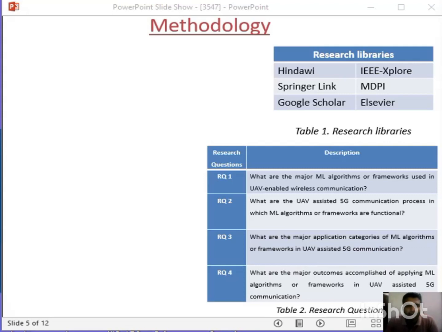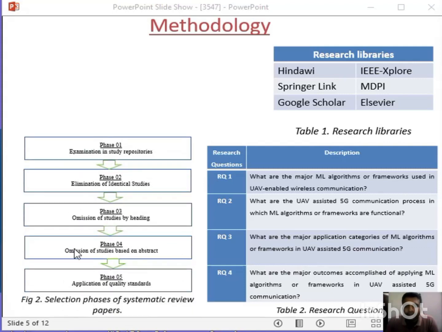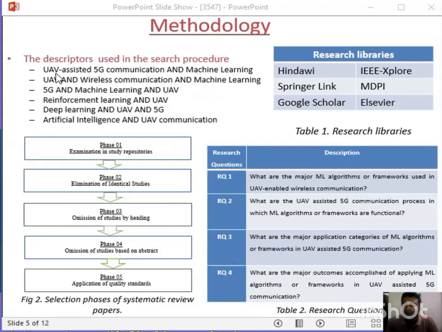The article assortment process was divided according to the phases stated in figure 2, which includes examination in study repositories, elimination of identical studies, omission of studies by heading, omission of studies based on abstract, and application of quality standards. In the search procedure, the descriptors used in the sources to generate the exploration thread are as follows: UAV assisted 5G communication and machine learning, UAV and wireless communication and machine learning, 5G and machine learning and UAV, reinforcement learning and UAV, deep learning and UAV, and 5G, artificial intelligence and UAV communication.